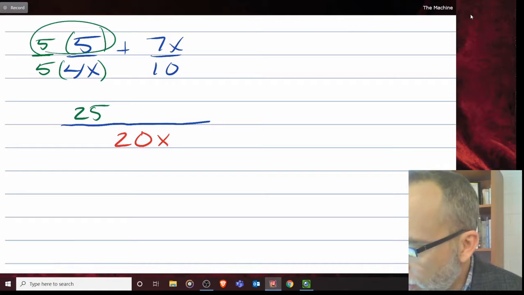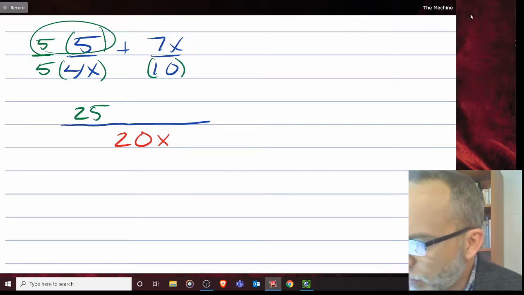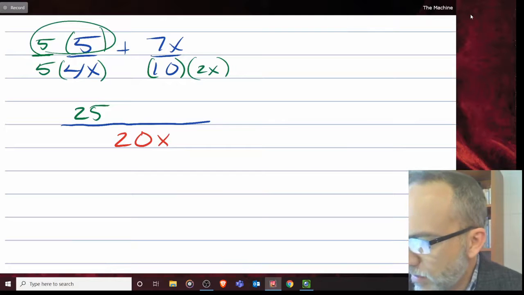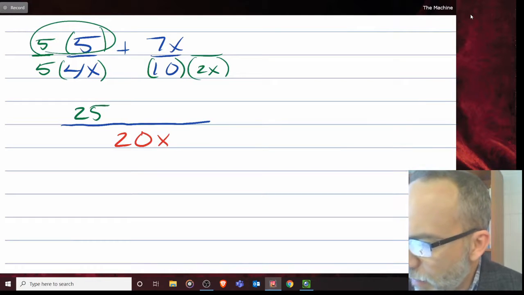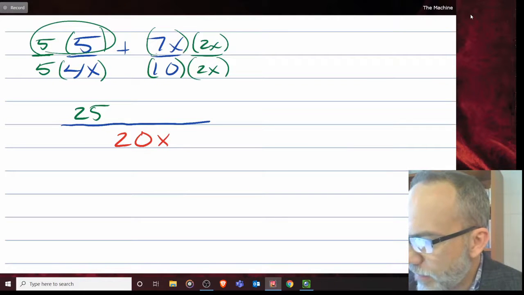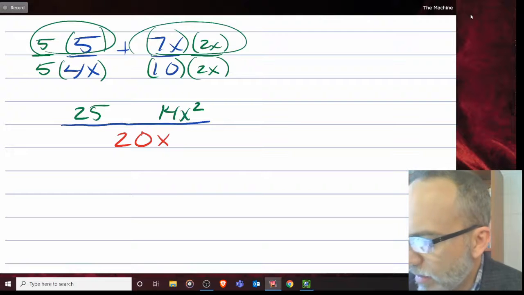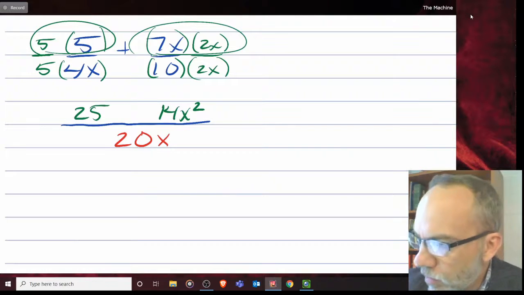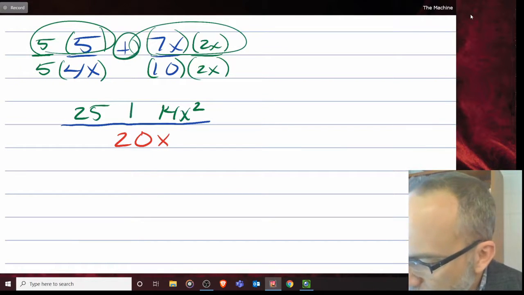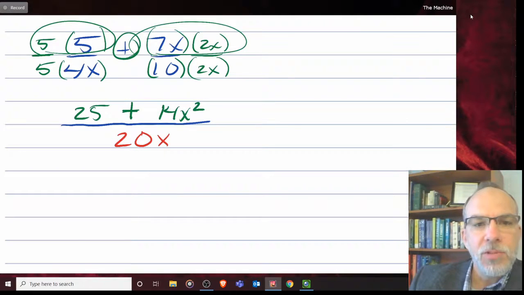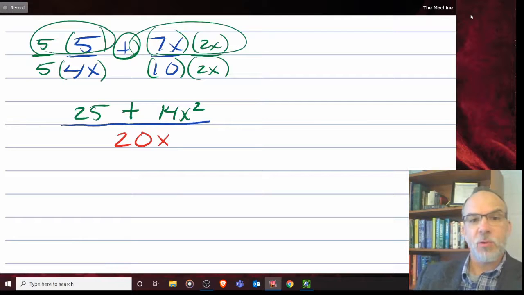All right. Now, the right-hand side, what do I multiply 10 by to get 20x? That would have to be 2x. And so if I do 2x on the denominator, I have to do 2x in the numerator, and it's the whole numerator times that. So what's 7x and 2x? That's going to be 14x squared. And what goes in the middle? My operator right there. Operations only go in the numerator. Okay. Now, can I add 25x plus 14x squared?